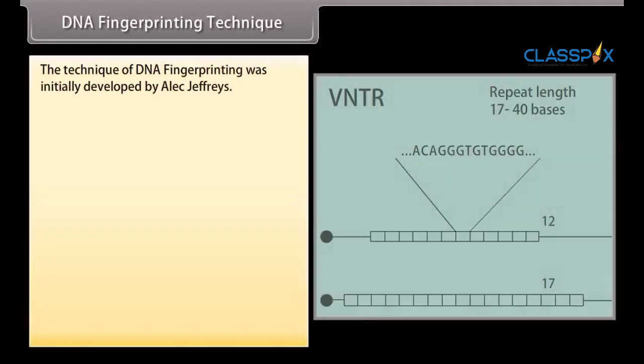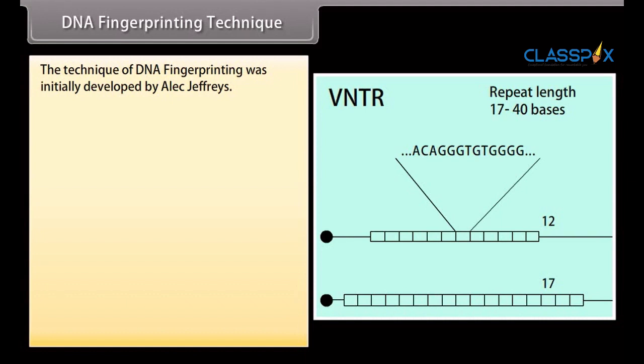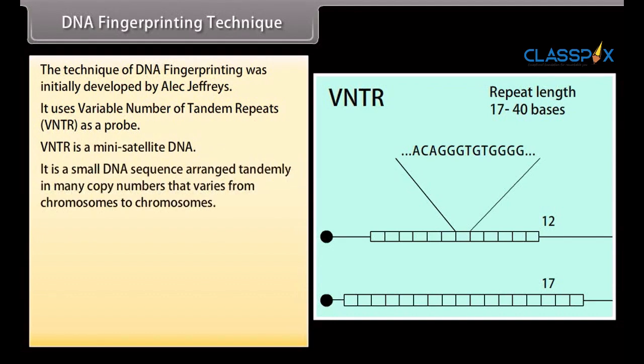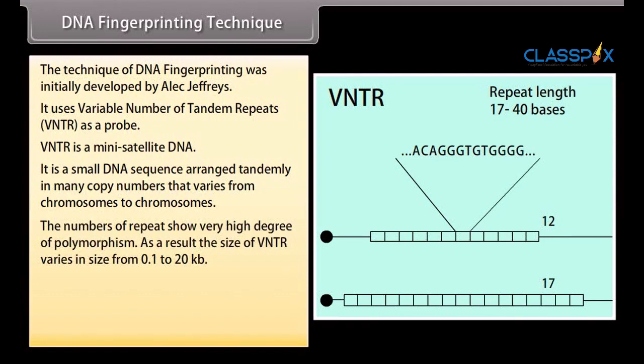DNA fingerprinting technique. The technique of DNA fingerprinting was initially developed by Alec Jeffreys. It uses variable number of tandem repeats, VNTR, as a probe. VNTR is a mini-satellite DNA. It is a small DNA sequence arranged tandemly in many copy numbers that varies from chromosome to chromosome. The number of repeats shows a very high degree of polymorphism.